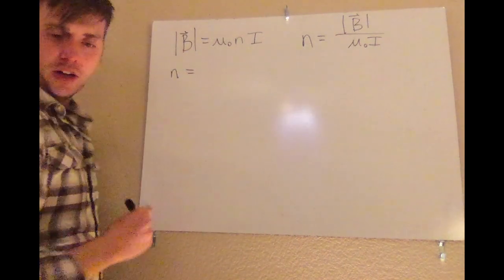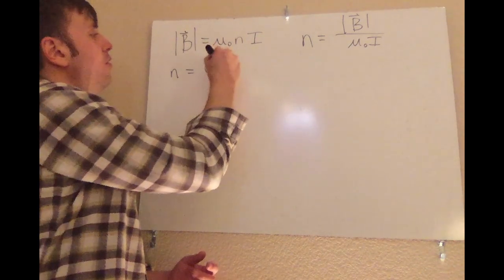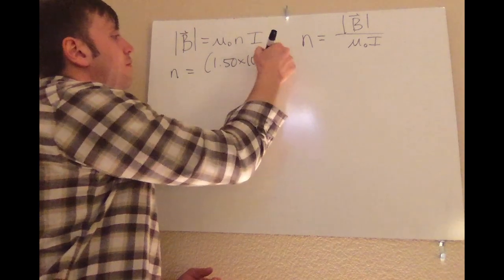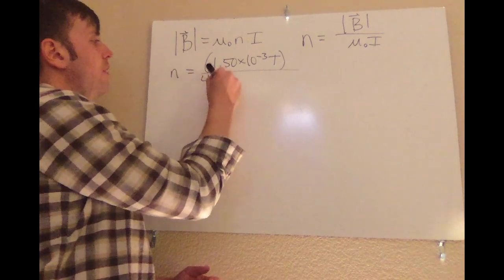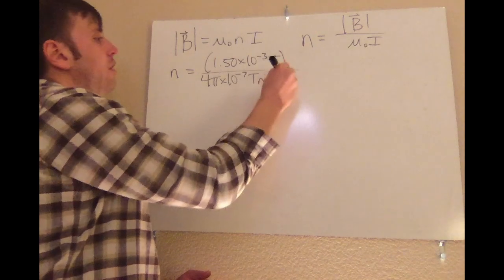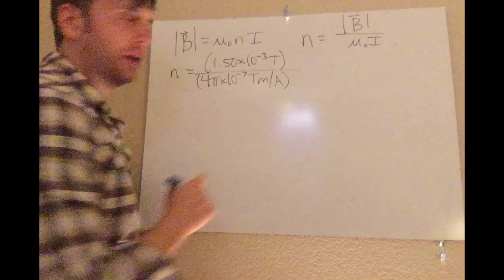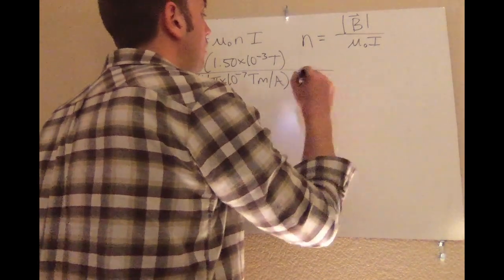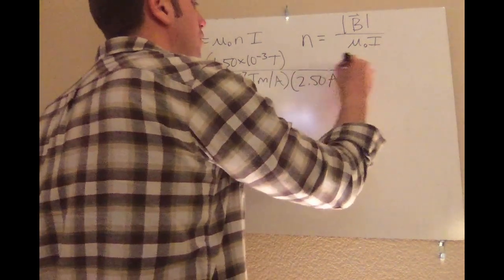So in this case, we're trying to design a solenoid that has a magnetic field strength of 1.50 times 10 to the minus 3 Tesla. Okay, and then down here, we have 4 pi times 10 to the minus 7 Tesla times meters per amps. That's the constant mu naught, the permeability of free space. And then finally, we have 2.50 amps. That's the current that we want to run through this thing.